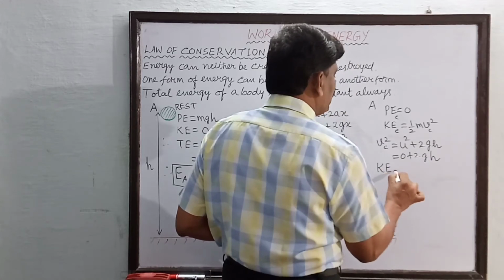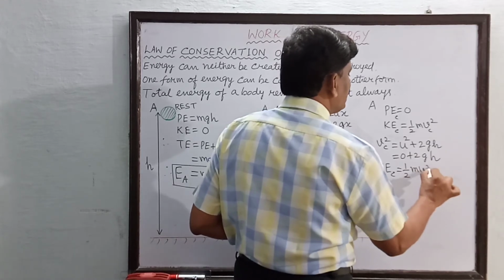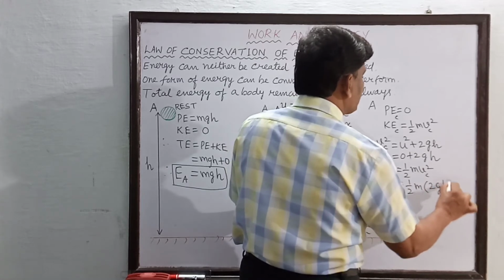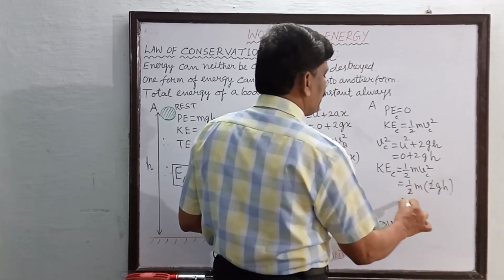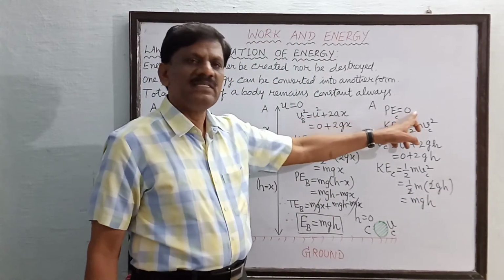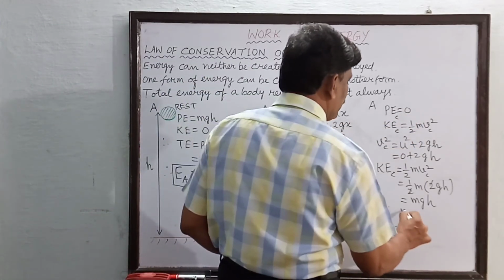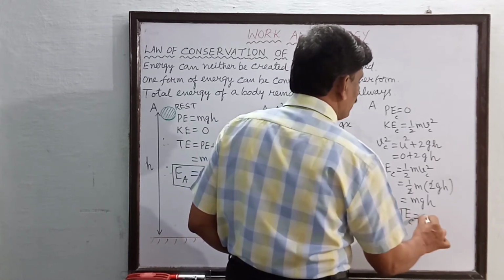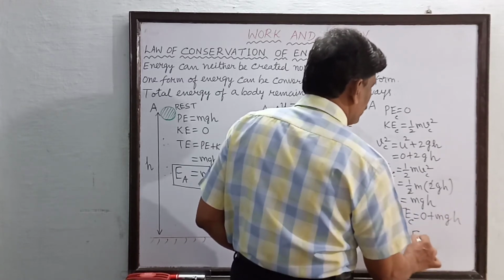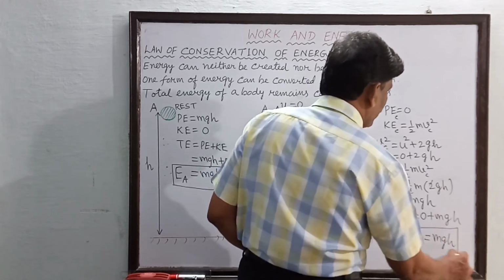Therefore the kinetic energy at the point C is equal to half into m into Vc square. So this is equal to half into m into 2gh. So this 2 and 2 get cancelled. The remaining factor is mgh. So the potential energy is equal to 0 and the kinetic energy is equal to mgh. Therefore the total energy at C is 0 plus mgh, which is also equal to mg into h.